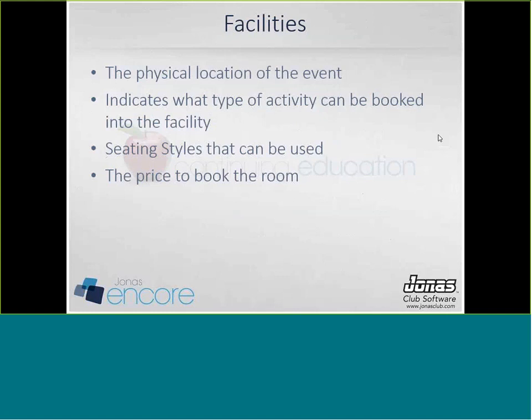So we'll talk a little bit about facilities. Facilities are the physical location of an event. It indicates what type of activity can be booked into the facility. A facility also houses the seating styles that are eligible for that room and the price to book the room. Facilities have a lot of settings, and if these aren't properly linked up, that may be a reason why you can't see a certain facility or why you can't find a certain seating style.